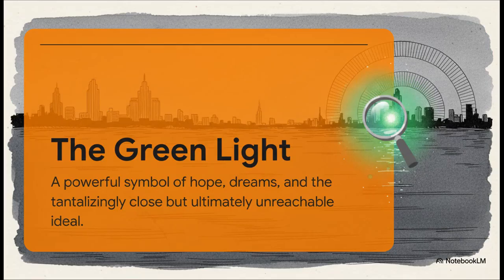And this is where we get one of the most famous symbols in all of literature. Every night, Gatsby stands on his lawn and just stares across the dark water at a single, tiny green light at the end of a dock. That light becomes everything he wants. It's his dream, it's his hope for the future, it's the perfect past that he's desperate to get back.